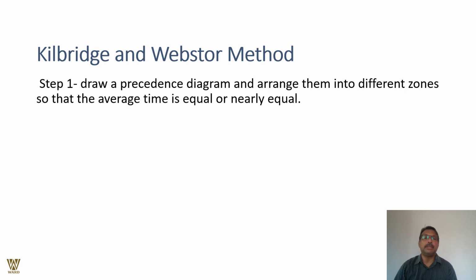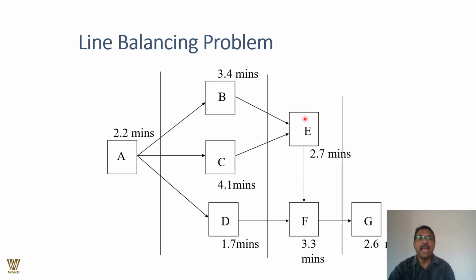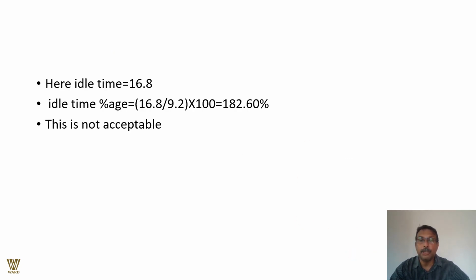So the Kilbridge and Wester method, step one: draw the precedence diagram. Arrange the tasks in different zones so that the average time is equal or nearly equal to each other. So if we have a line balancing problem, we do it in phase one, phase two, phase three. Look at what B is doing: 3.4 minutes, 4.1 minutes and 1.7 minutes. So within a maximum time of 4 minutes 10 seconds, everything would be over for B, C, and D. Similarly, for 2.7 minutes and 3.3 minutes, within 3.3 minutes both these tasks can be completed here. That is how we have to go about it, and this is what the Kilbridge problem is all about.